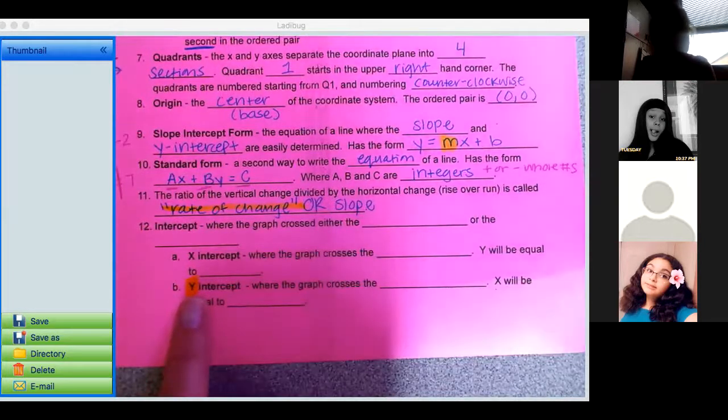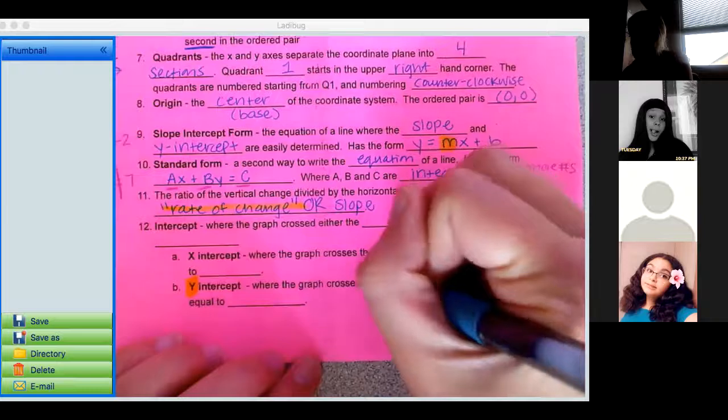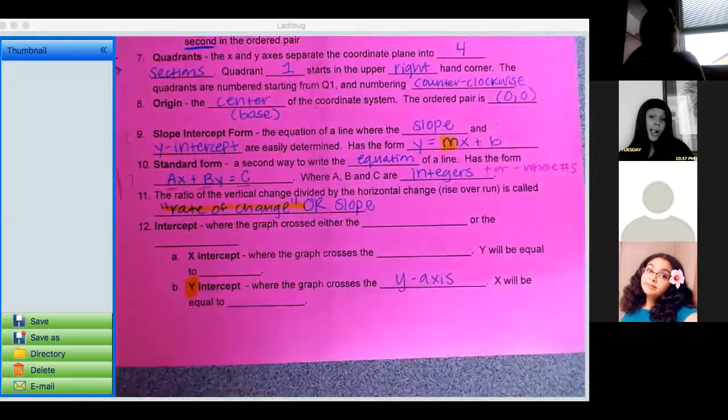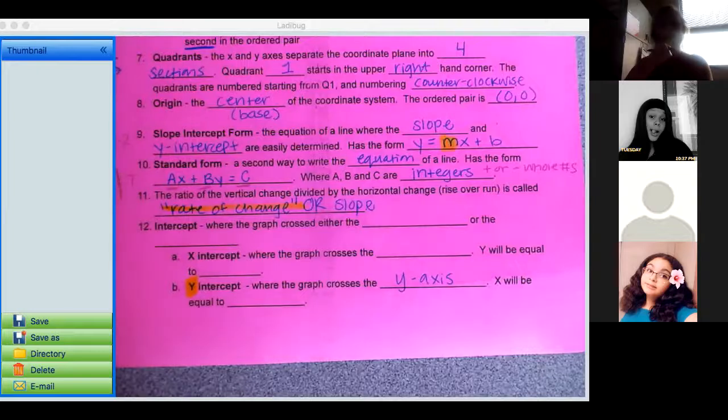A y-intercept is where the graph crosses the y-axis. Why y'all telling me x? It's called a y-intercept. That means it crosses the y-axis. Intersect y. You said x. You got to say the y-axis.